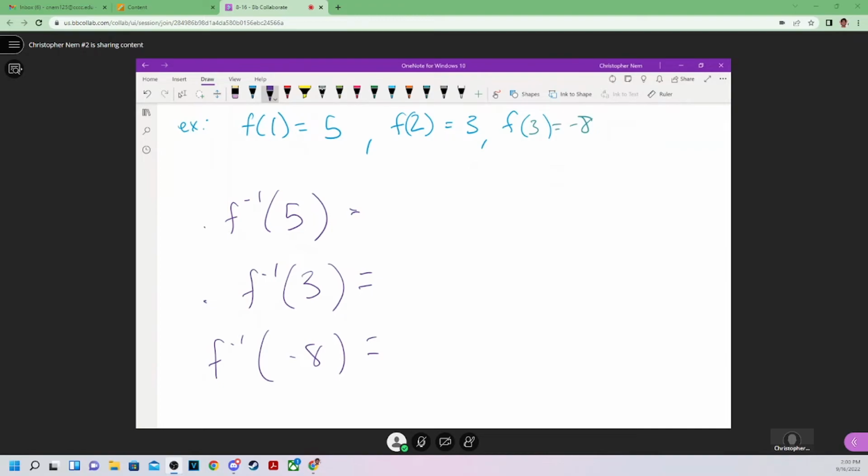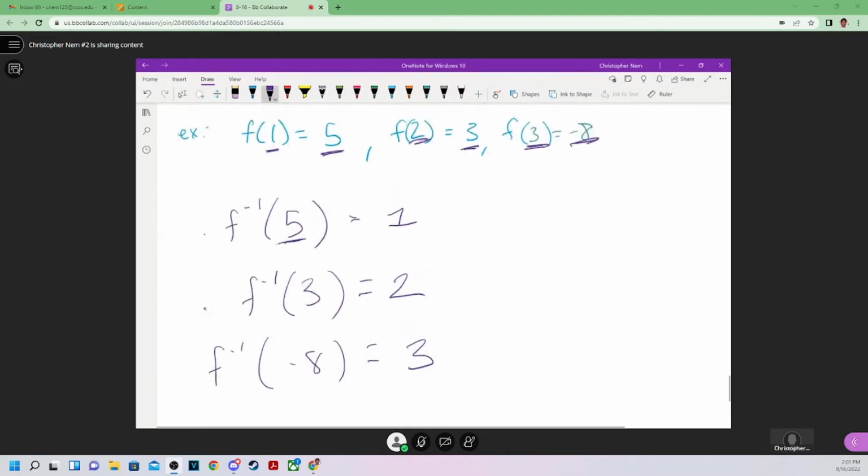Well, remember, your function takes the x value and spits out a y value, and your inverse takes the y value and spits out the x value. So right here, my x value is 1 and it spits out a y value of 5. So if my x value is 5, it's going to spit out a 1. Likewise over here, the y value is 3, but the corresponding x value is 2. That means if I throw in a 3, it should spit out a 2. And the last one spits out a negative 8, so it's going to reverse that. If I throw in a negative 8, it should spit out whatever that x value is. Boom. This is what your inverse function does. It swaps the x and the y values.